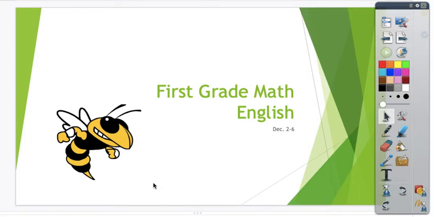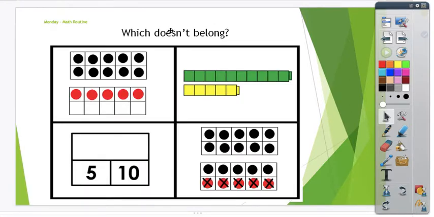Today in math, we are going to be going back like we used to do many months ago, and we would do our PowerPoints together. All right? So, our first question, which doesn't belong?